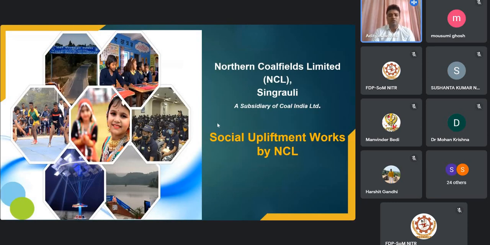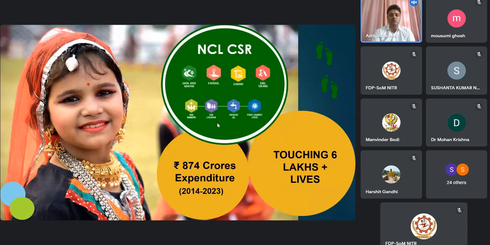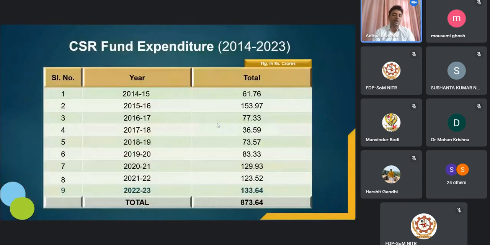Now, some of the major works of Northern Coalfields Limited, that is a subsidiary of Coal India Limited, I will try to discuss. Since 2014, NCL has invested some 847 crores in CSR, where more than 6 lakh people got impacted. This is the fund distribution.